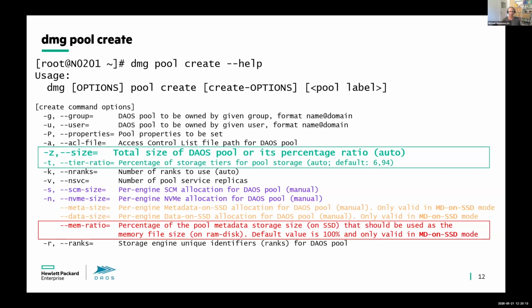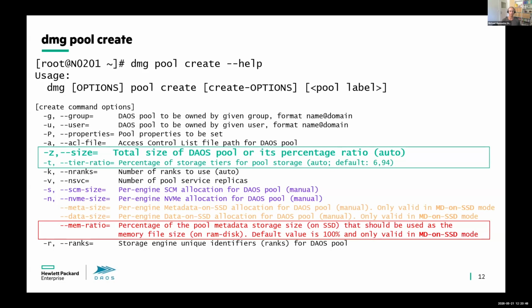If you want to do that manually, this magenta colored SCM size and NVMe size are an alternative to that, where you specify on a per engine level the total absolute capacity of SCM size and NVMe size. That is sometimes for testing more convenient if you change the number of engine ranks, right? But in general, I think from a user perspective, the size plus tier ratio is a bit more elegant to get a storage allocation. And then as we move to MD on SSD, in principle, the size and tier ratio can also be used.